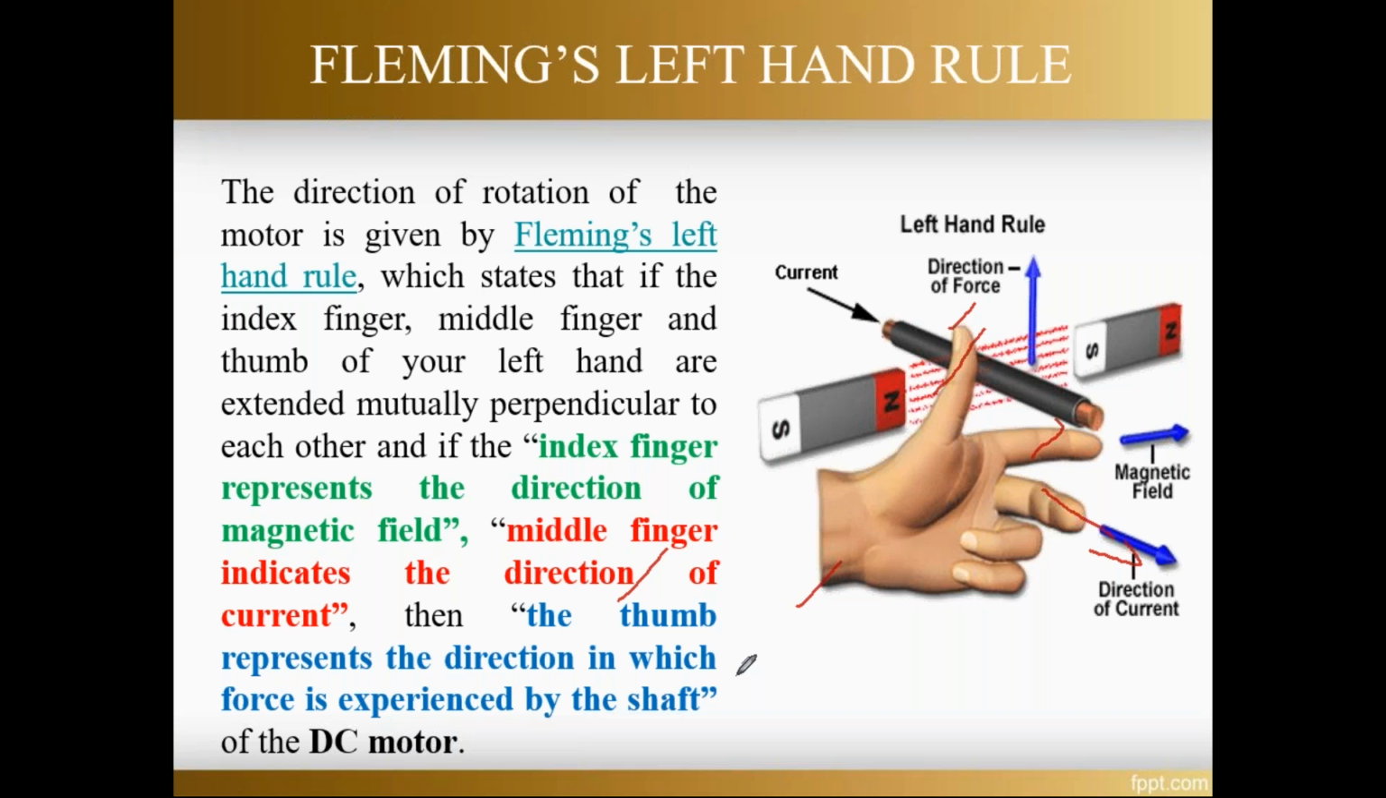Why are we taking the left hand rule? Because the way of energy conversion is quite opposite to the generator. For the generator it is the right hand, so for the motor it is the left hand. Why? Because in the generator the energy conversion is from mechanical to electrical, but in the motor the energy conversion is from electrical to mechanical. So it is quite the opposite.